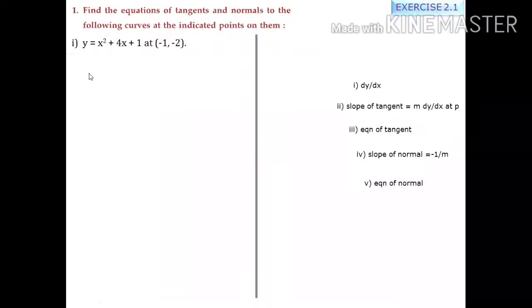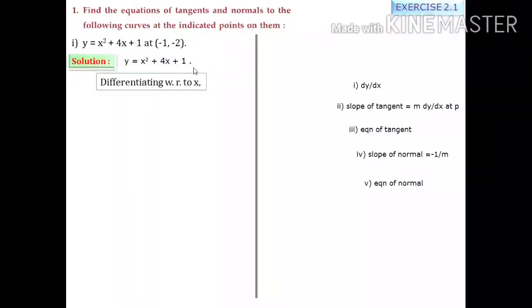Solution for the problem. Given the equation of the curve, first you write y is equal to x square plus 4x plus 1. After this, the derivative is taken. That is the first step, to find dy by dx. Differentiate with respect to x: the derivative of y is dy by dx, the derivative of x square is 2x, the derivative of 4x is 4, and the derivative of the constant 1 is 0. So the value of dy by dx is obtained as 2x plus 4. Step number 1 is complete, giving the value of dy by dx.